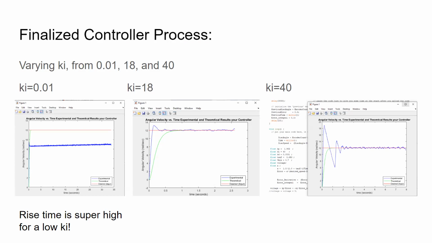With KI 18, this seems to be an optimal value because while we have a lot of noise about that value of 12, we see it getting there. And then KI equals 40, we just have a lot of oscillation, a lot of crazy behavior, and we know KI equals 40 is way too high.